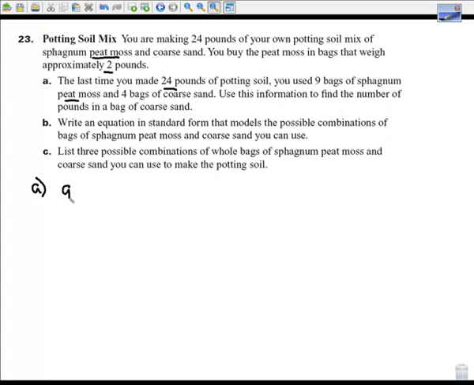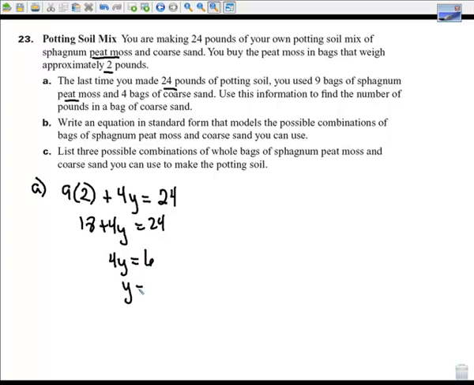So we did 9 bags of peat moss. Each bag weighed 2 pounds. Plus we did 4 bags of coarse sand, but I don't know how much it weighs. And it was 24 pounds altogether. So now I have to solve this equation for y, which is going to tell me how much coarse sand weighs. So 18 plus 4y equals 24. When I subtract the 18, I get 6. 6 divided by 4 is 1.5. So that means that the coarse sand is 1.5 pounds. Each bag is. Now they want us to write an equation.